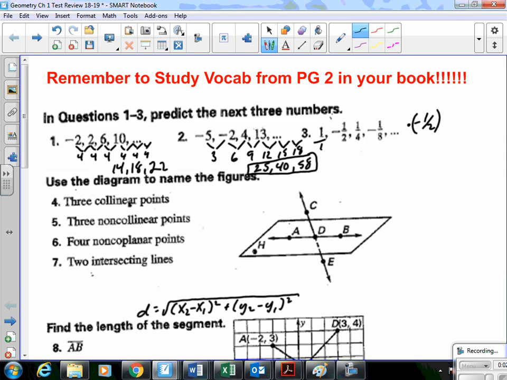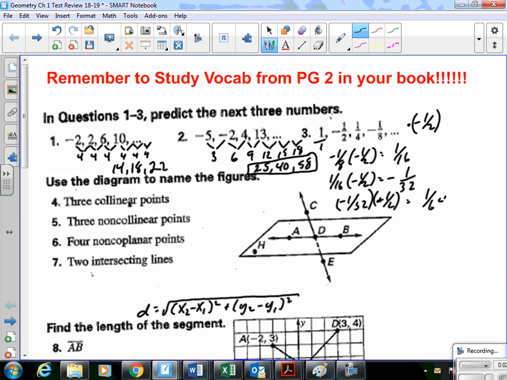So you go to the next number, -1/8 times -1/2 will be positive 1/16. 1/16 times -1/2 is going to be negative 1 over 32. And -1/32 times -1/2 is going to give us a positive 1/64. So 1/16, -1/32, positive 1/64.